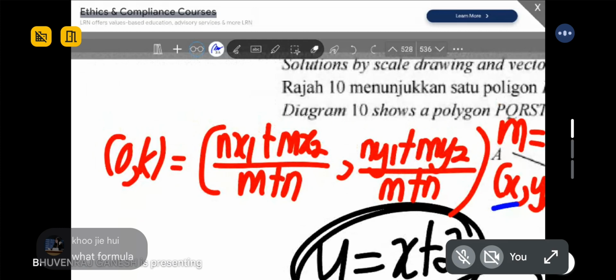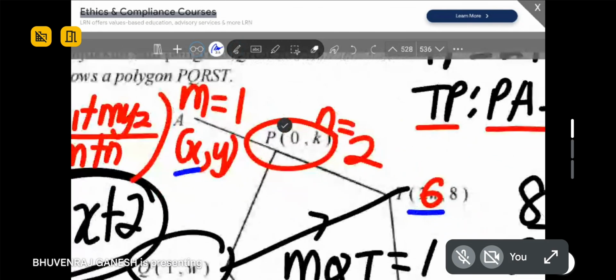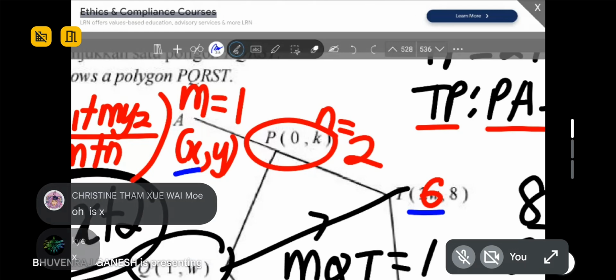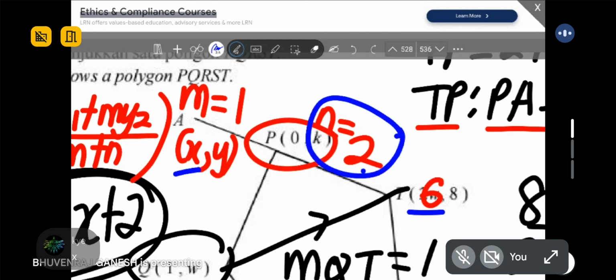This formula. So this X1, you're going to substitute with what? You substitute with X or 6. You guys think and see. Because you must choose one what? Yes, the answer is X.